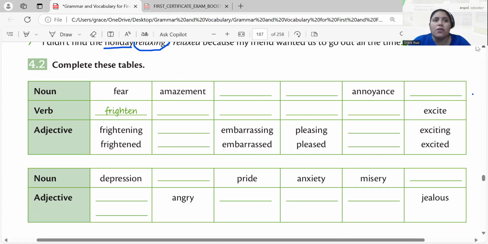Now, in part 4 of the exam, reading and use of English, you have to change the words into the different parts of speech, okay? So when we talk about fear, for example, when we use it as a verb, it is frightened. When we use it as an adjective, it becomes frightening or frightened, okay? Now, the same thing happens with all of these words that we have here. So I am going to share with you this chart, okay, so that you can practice.